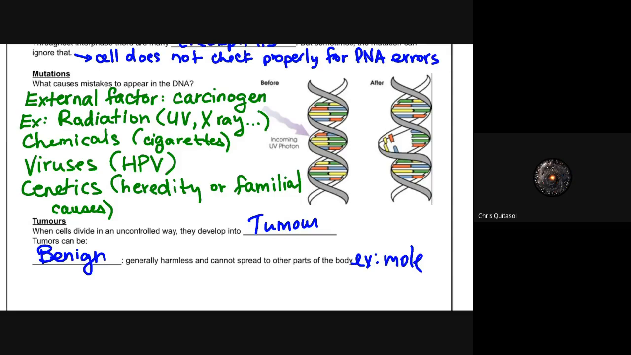As I stated earlier, chemicals in cigarettes, specifically any type of carcinogen found there, and certain viruses like the human papillomavirus, HPV, can lead to specific types of cancer, specifically cervical cancer and other types of cancers that are associated with women's reproductive health. So it's important to get checked for that type of thing. And then there are genetic factors like heredity or familial causes. If you or someone within your family is more prone or has had cancer in the past, you're more likely to have that cancer as a result also.